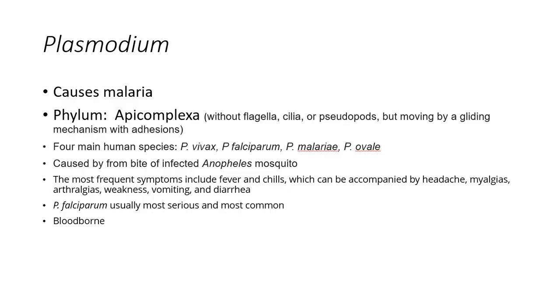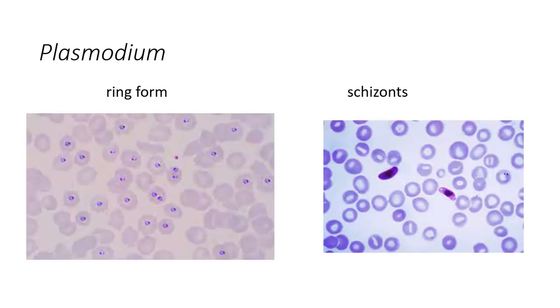And the four main ones were vivax, falciparum, malariae, and ovale. Again, it's transmitted by the bite of the female Anopheles mosquito. And we talked about the different symptoms, and that falciparum is the most serious. I gave the clue that this is bloodborne. So we have two organisms that are bloodborne. If you're trying to figure out which is which, go look and see if it's a blood picture. It's one of two organisms.